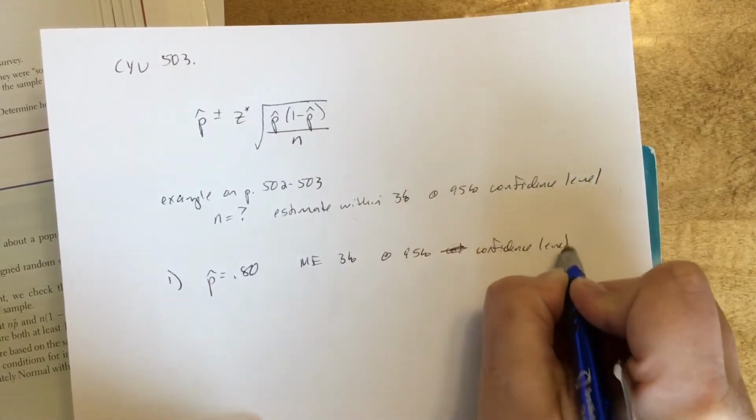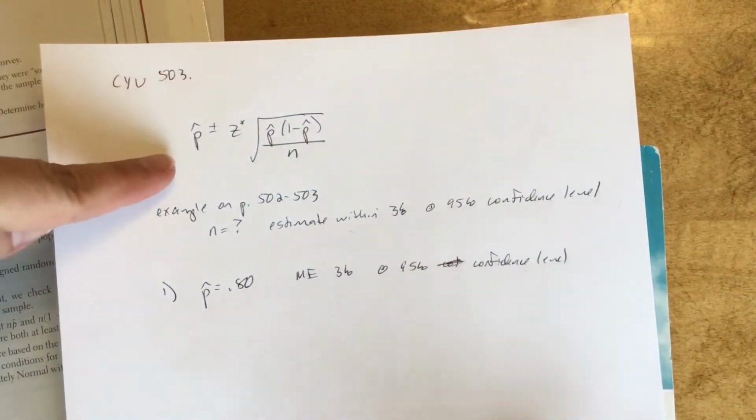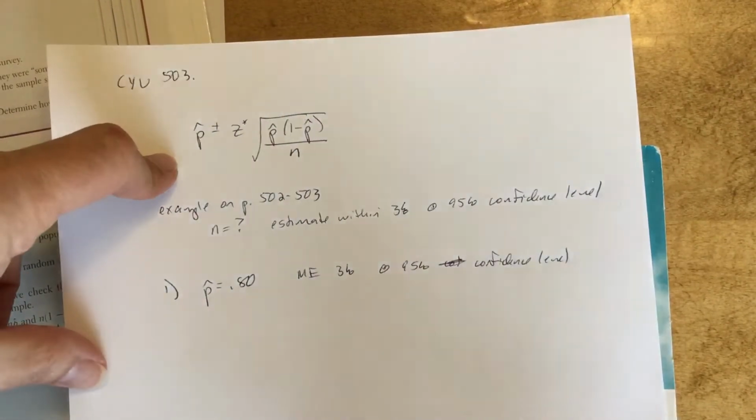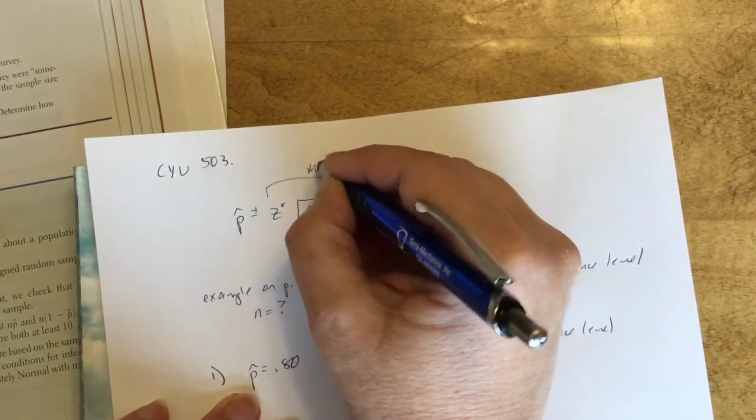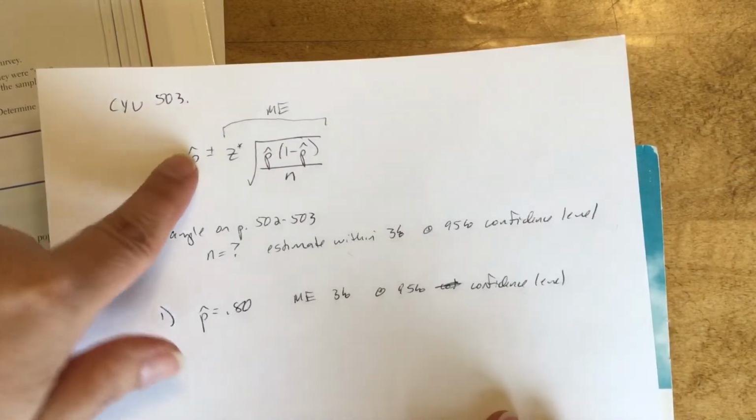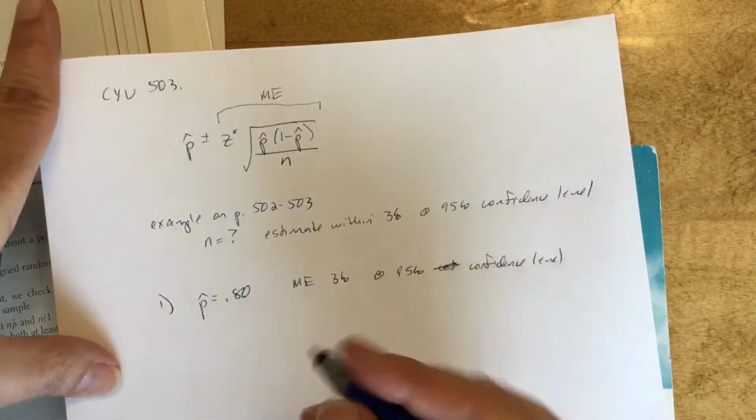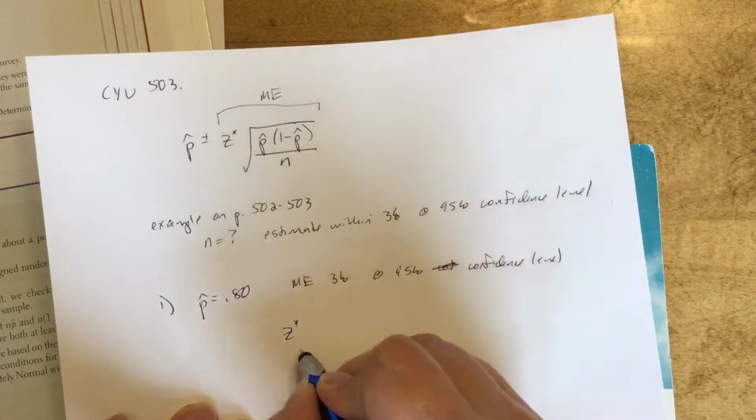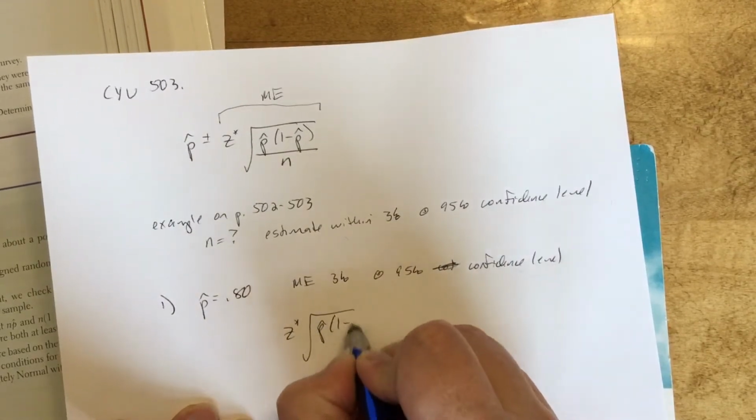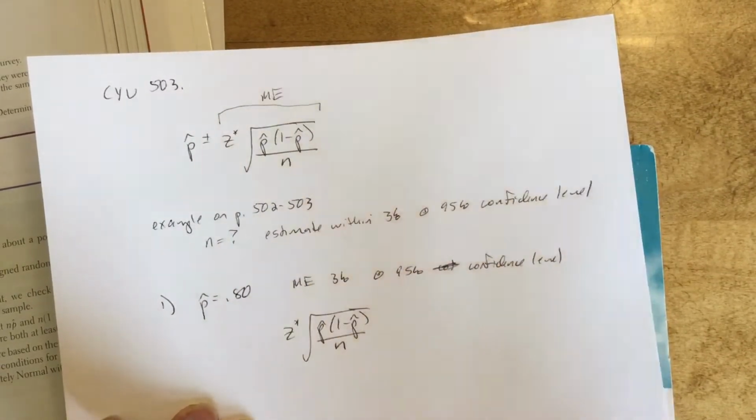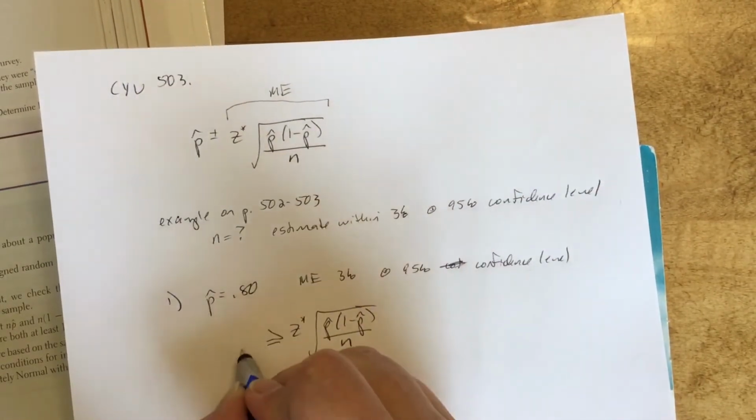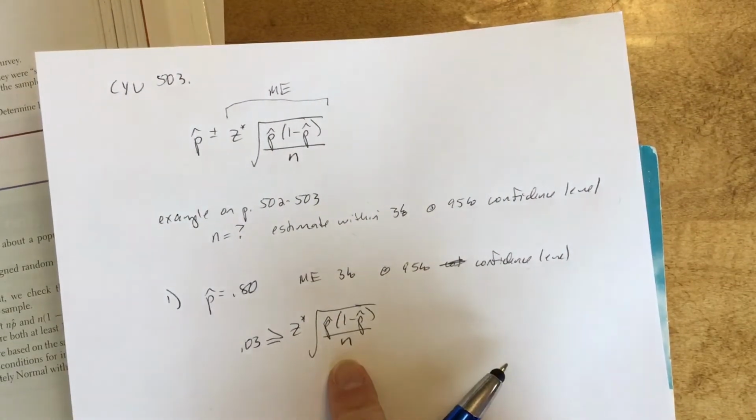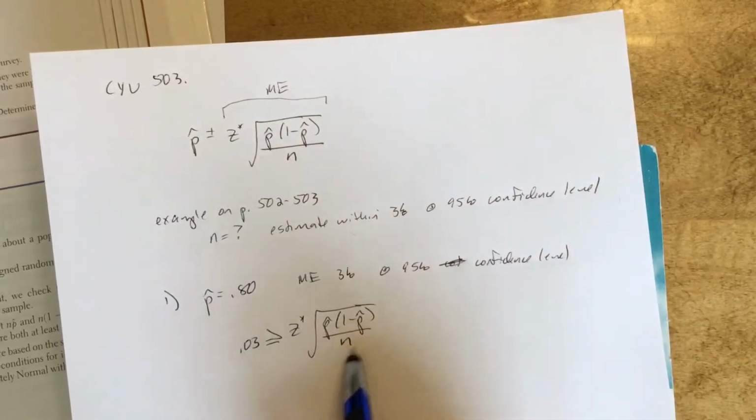confidence level. Now let's remember, this is our formula for a confidence interval. This up here is the margin of error, so that's all I'm concerned with. I don't really need the point estimate, okay? All I'm really concerned with is that this part is within 3%. So it can't be greater, it has to be 3% or less, okay? This is obviously what we're solving for.